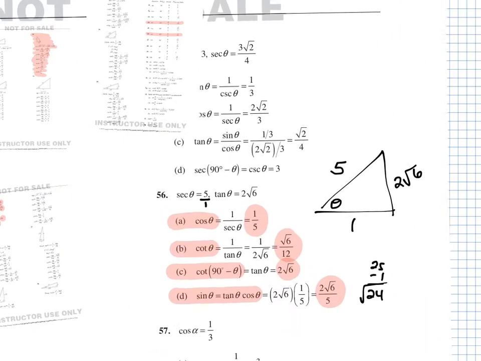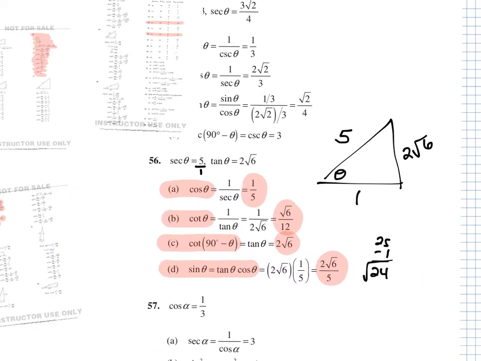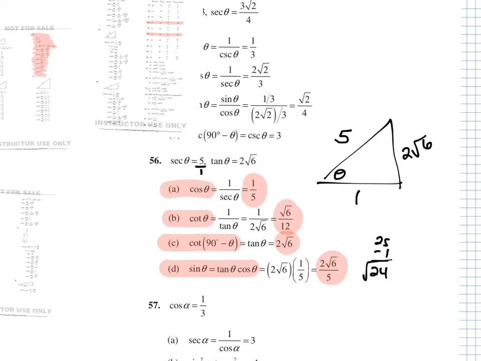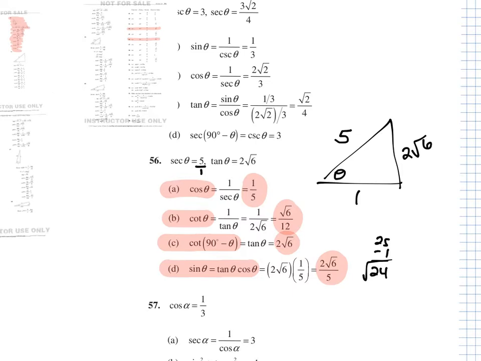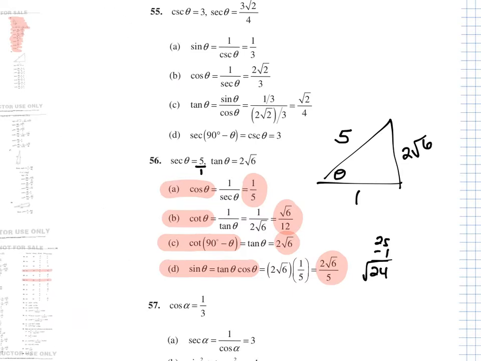Okay, 56. So this time it gave you the secant of theta was 5 over 1. Move these out of the way. So that means your hypotenuse over your adjacent side would be 5. Or say they gave it to you as 5, so it would be 5 over 1. So that would be 5. Hypotenuse would be 5. Adjacent side would be 1.